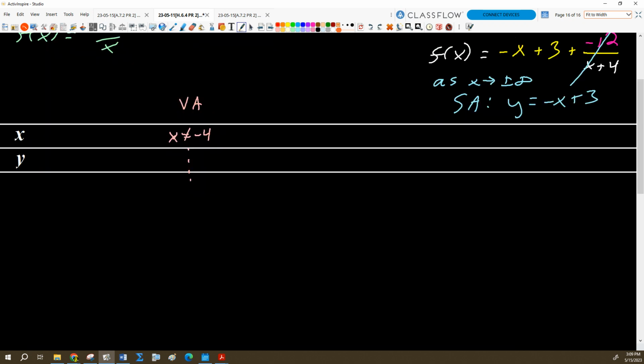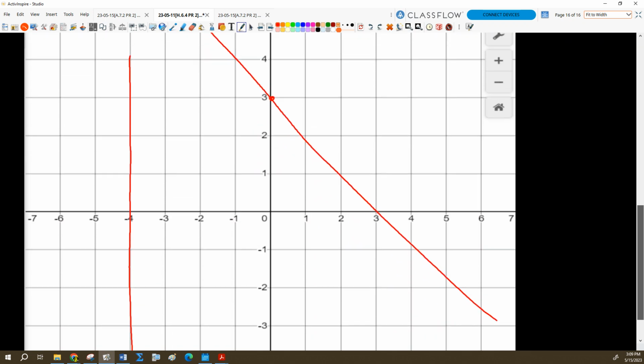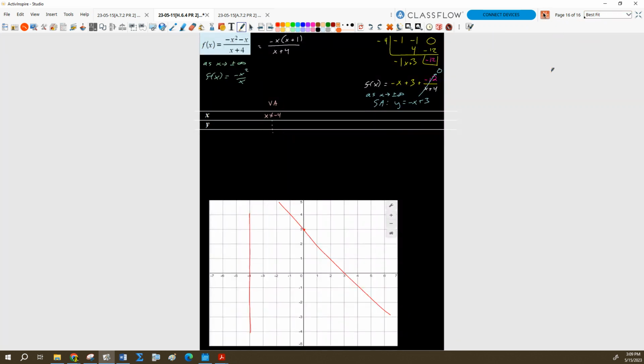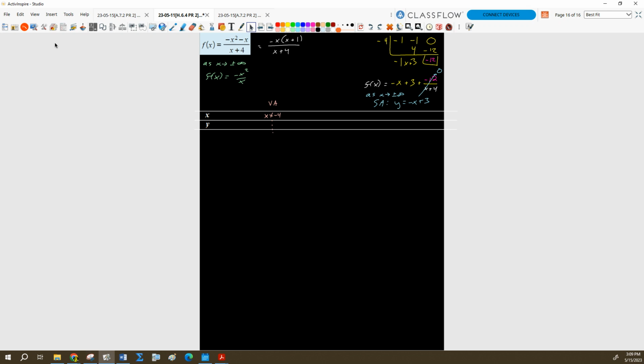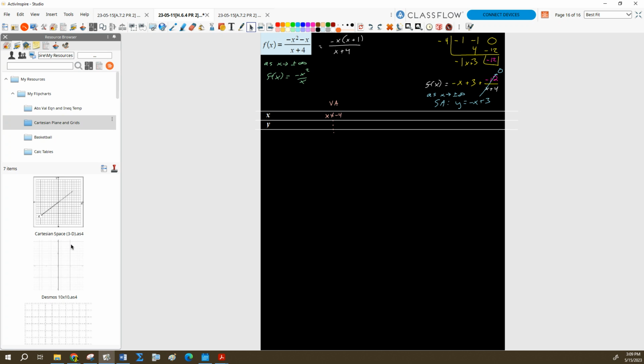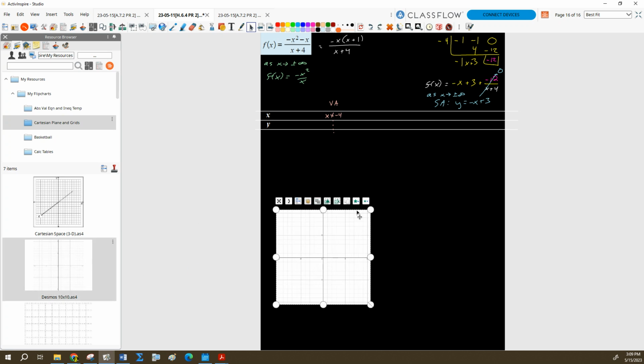I maybe needed to make that graph a little bigger, didn't I? Let's do that. I don't think that's a big enough graph. There, that's better.